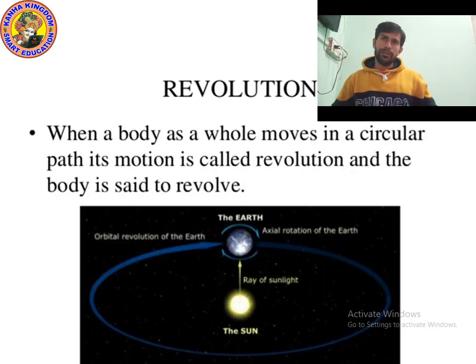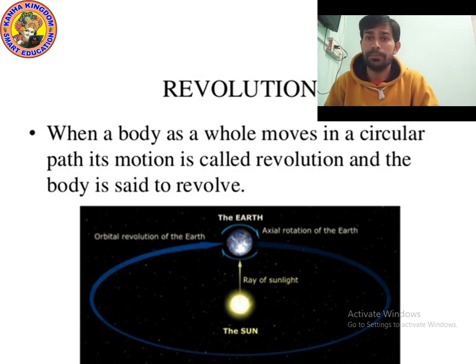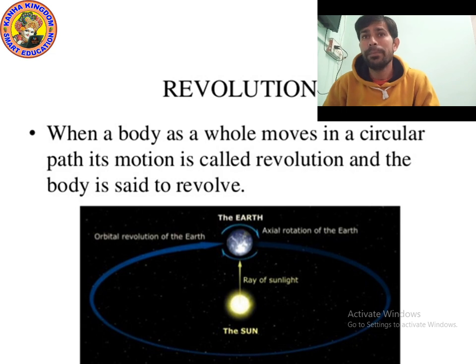Okay kids, so revolution is a type of circular motion. When a body as a whole, the complete body, moves in a circular path, then its motion is called revolution motion, and we can say that the body is revolving.